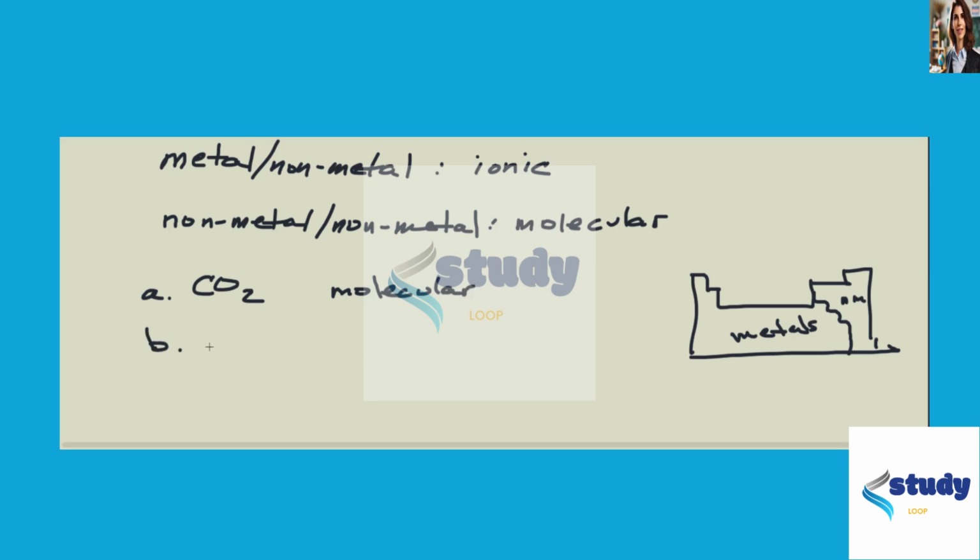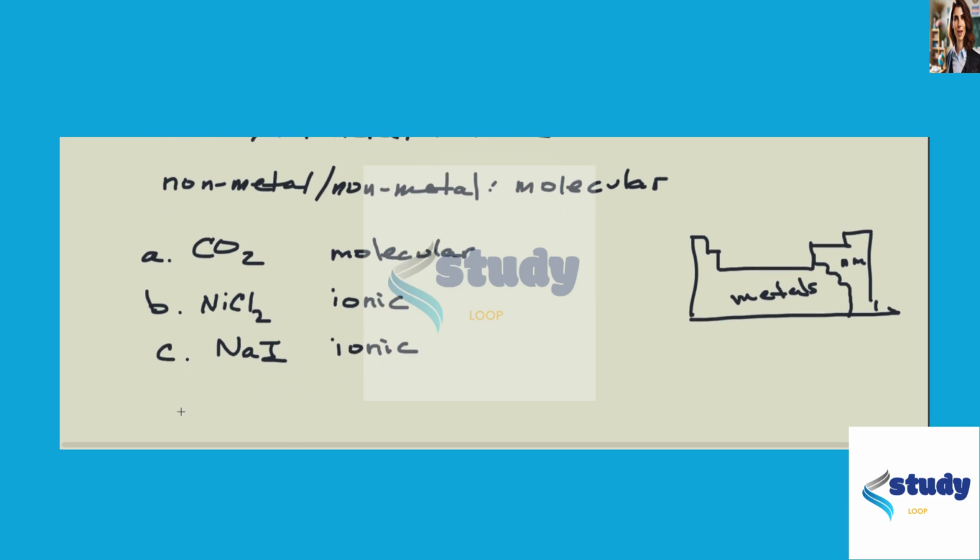When you take a look at NiCl2, nickel chloride, nickel is a metal, chlorine's a nonmetal. That's going to make it ionic. When you're taking a look at sodium iodide, sodium is a metal, iodine is not. That makes it ionic. And finally, when you're looking at PCl3, both of those are on the right-hand side. They're both nonmetals. That's going to make that molecular.